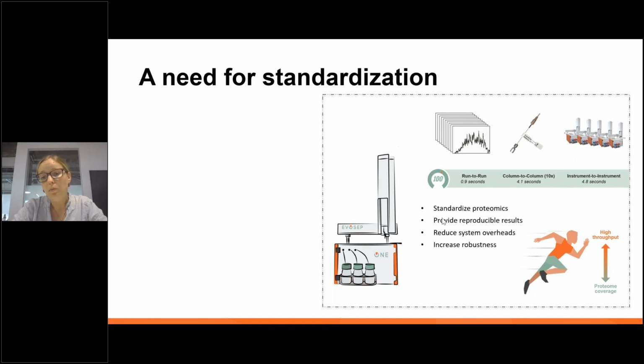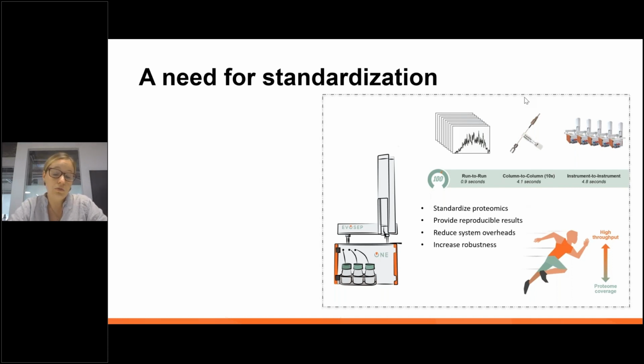reproducibility. This is from our 100 samples per day method, where we're proud of our run-to-run reproducibility of around 0.9 seconds, measured from 10 replicate injections. And the column is also essential. And here we also have a really nice column-to-column variation.